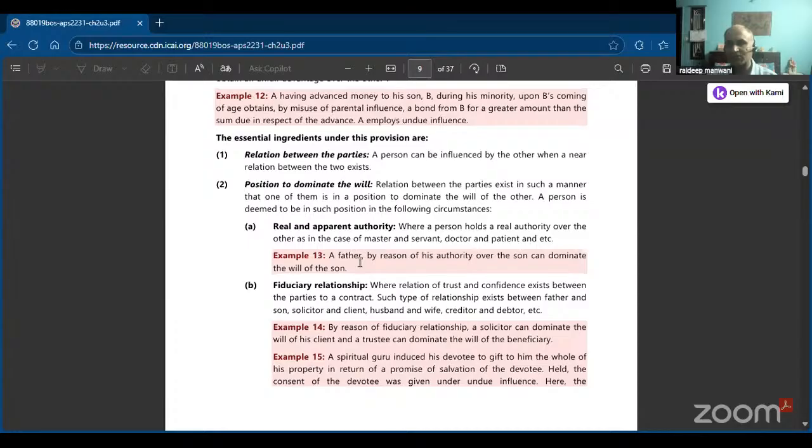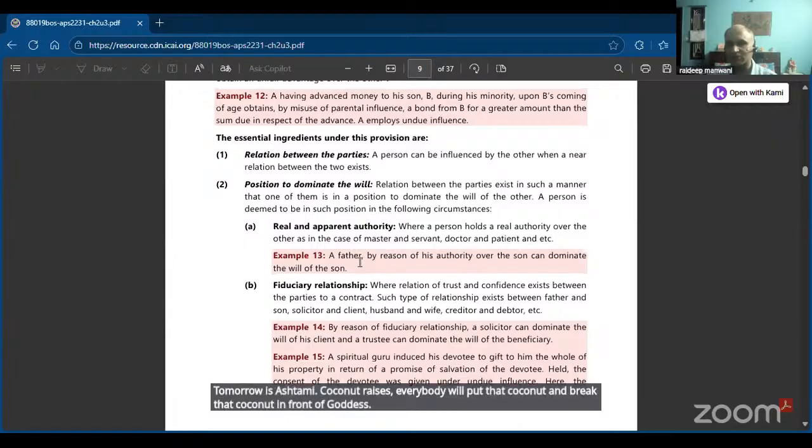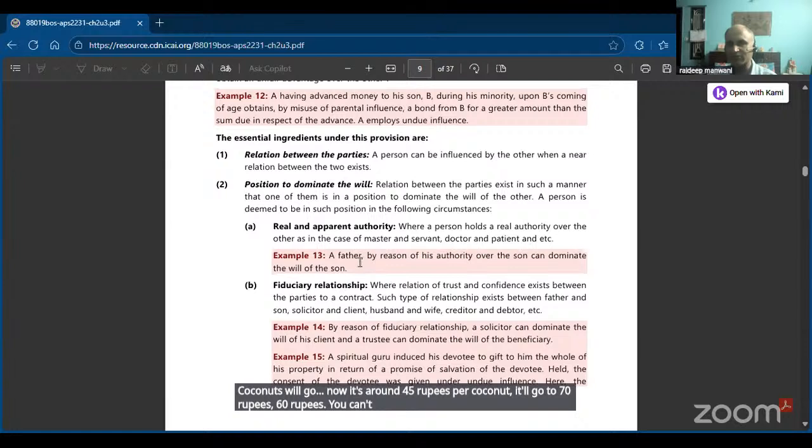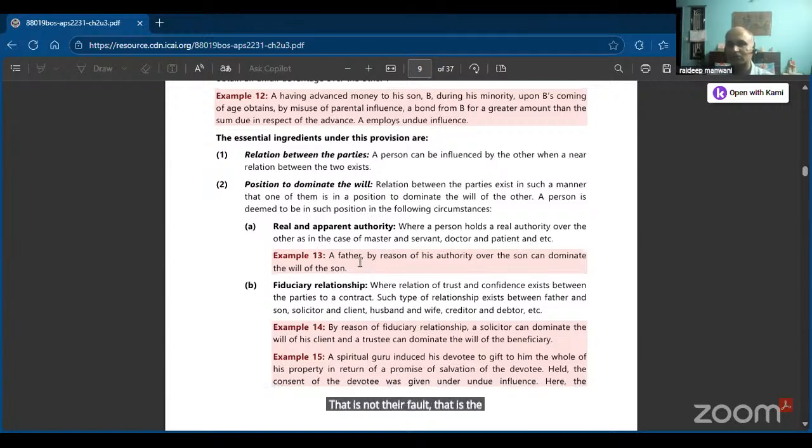Tomorrow is Ashtami. Everybody will buy coconuts and break them in front of the goddess. Coconut prices, now around 45 rupees per coconut, will go to 60 or 70 rupees. You can't say, oh, Amazon is charging me more. That is not their fault. That is the demand.